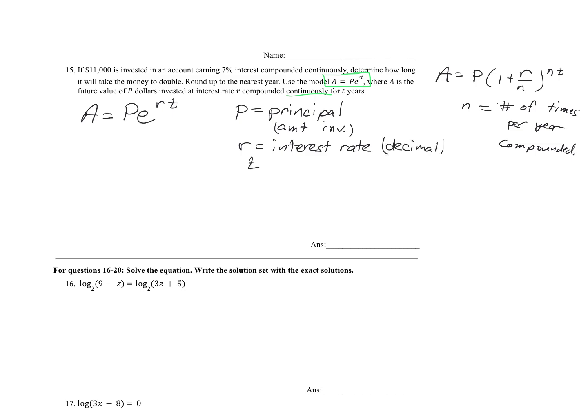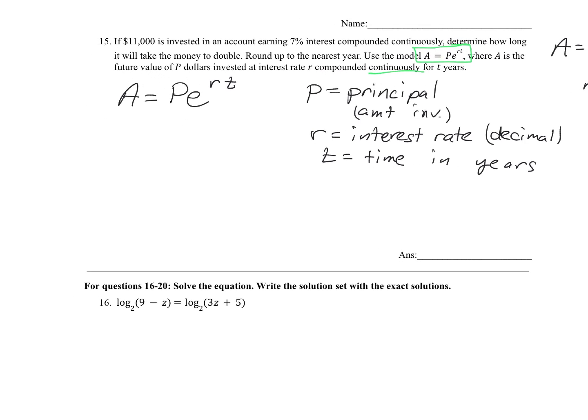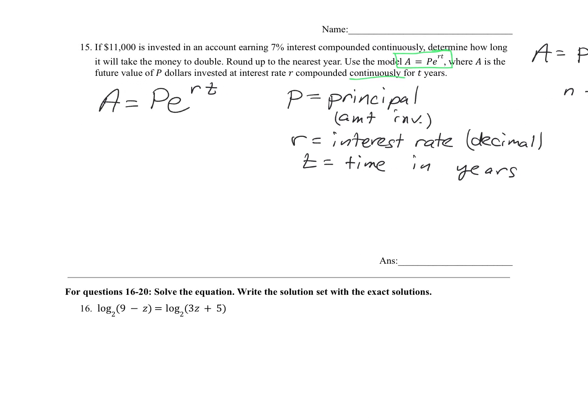And T is equal to the time in years. All right, so for this problem here, what we want to do is set it up. And you will notice that we're going to start off with $11,000 being invested. And we want the money to double, which will become $22,000. They're telling us the interest rate is 7%. And they want to find out how much time it's going to take for this to happen.